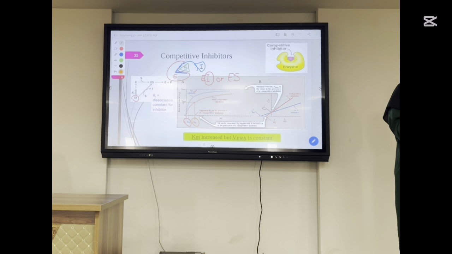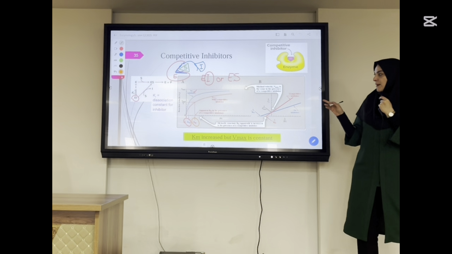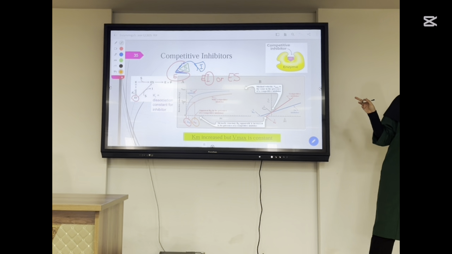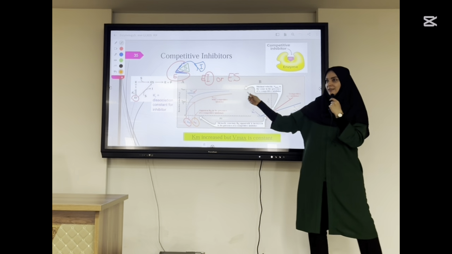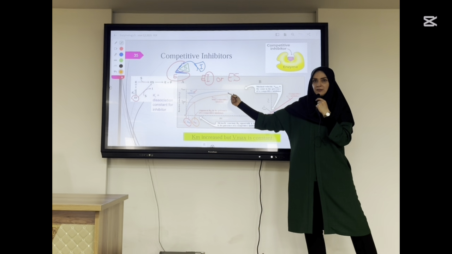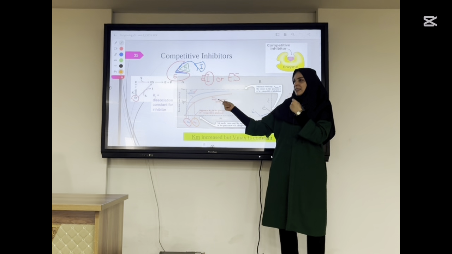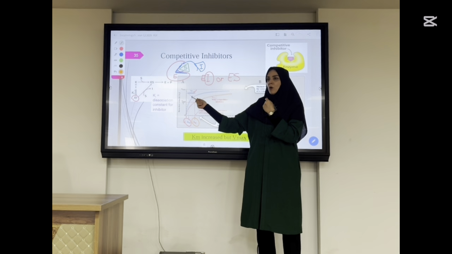Why decrease? I'm talking about the red curve. This curve is with enzyme inhibitors, this one with no inhibitors.